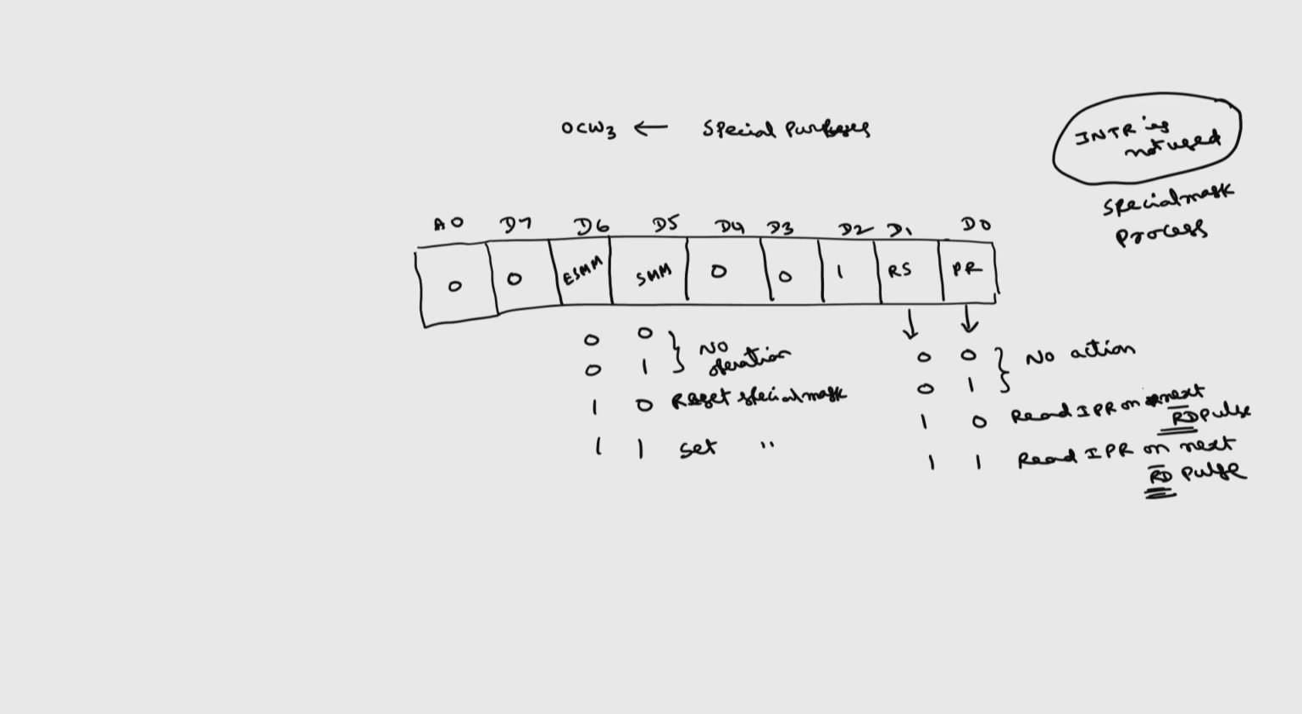This is about the OCW3, but the OCW3 will be rarely used in normal applications. So these are about the three operational command words of 8259. We have discussed the initialization command words, then the operational command words.